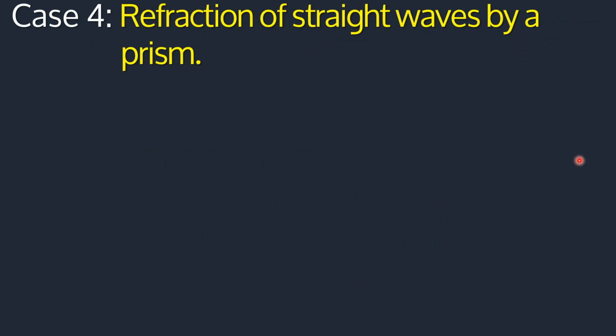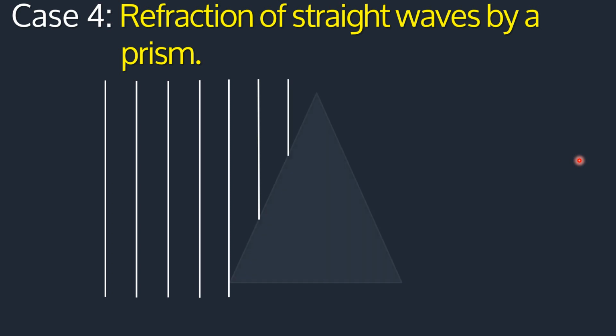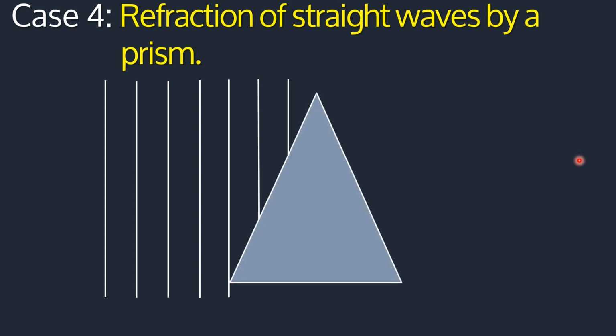Case 4, if you have straight waves being refracted by a prism. This case is very easy. Straight wavefronts incident onto a prism. What happens? The principle is simple. Always just draw a ray perpendicular to these wavefronts, and then ask yourself what will happen: it bends downwards and further downwards like that.